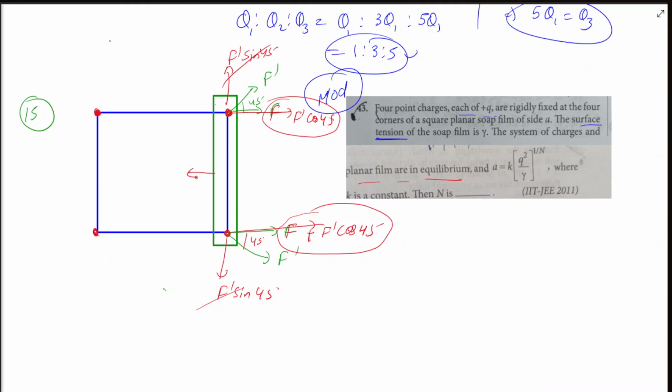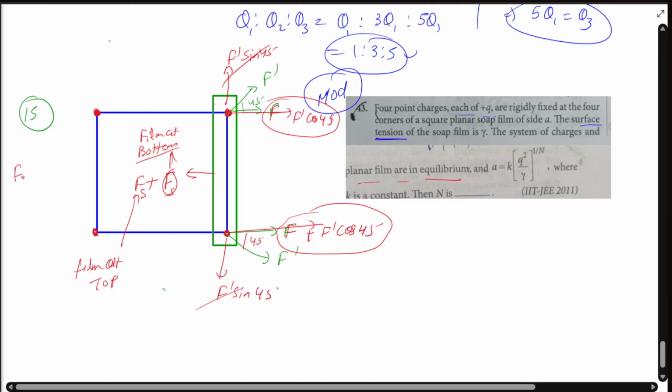It will be balanced by surface tension, right? So F plus F. Why? This F is due to the film at top, and this force will be due to the film at bottom. Are you getting me? Right? Because a soap film has two layers, top and bottom, and these two surfaces will be applying forces. Right?